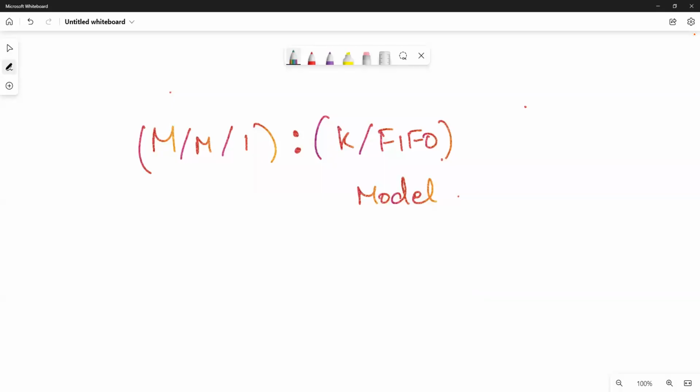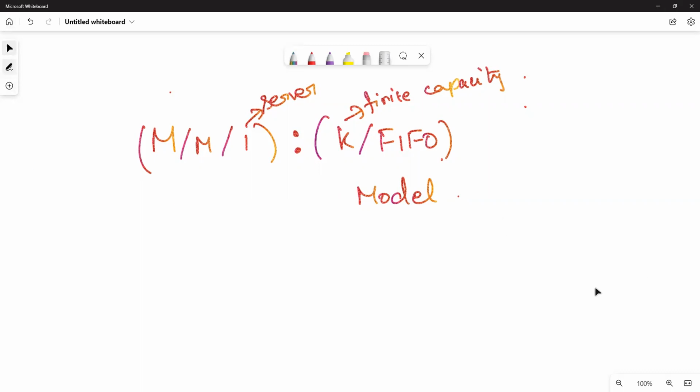Greetings students. In this video, we are going to discuss how to identify the queuing model M/M/1/K/FIFO and how to solve it. So the model we are going to discuss today is the single server finite capacity model. Let us see how to identify this model by taking one problem.